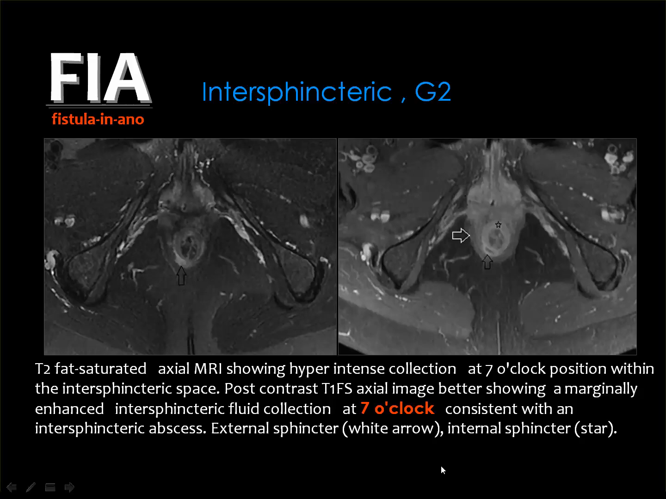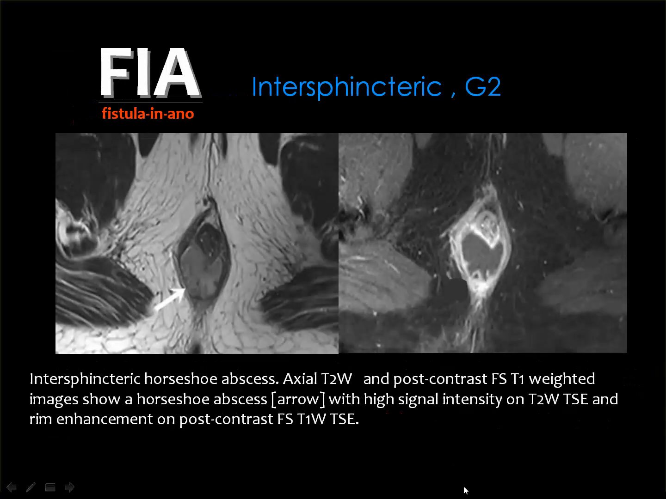But if you inject contrast material, this is a different example, where you see an intersphincteric fistula at 7 o'clock. And if after injection of contrast you get a marginally enhanced lesion, this is an abscess. An abscess or side branch makes the grading grade 2 instead of grade 1.